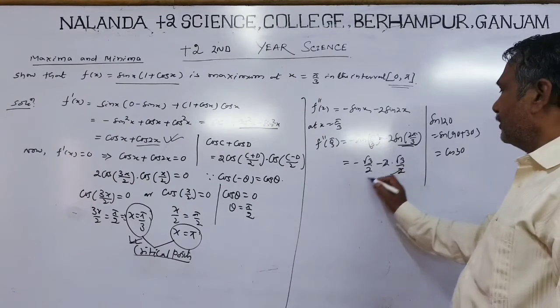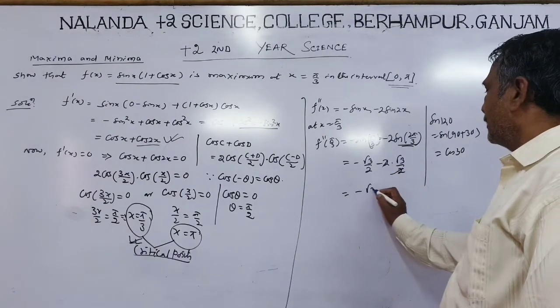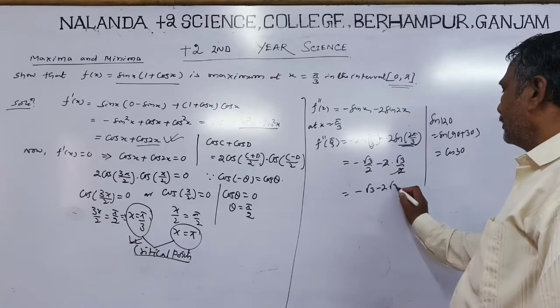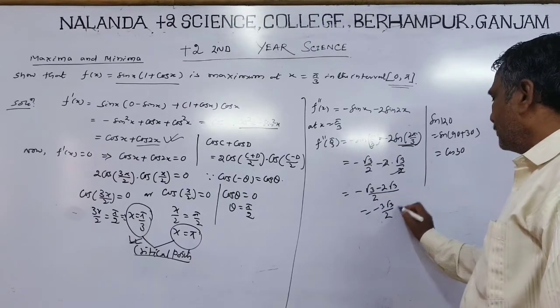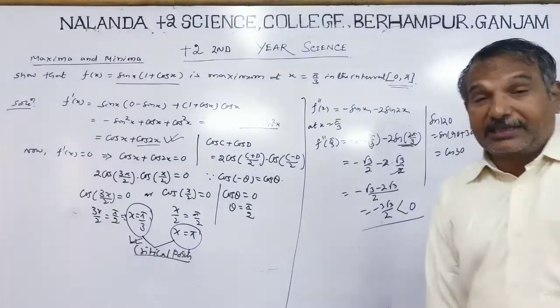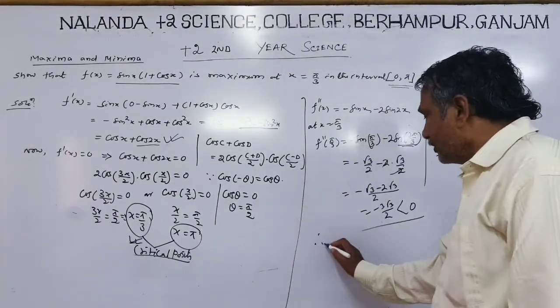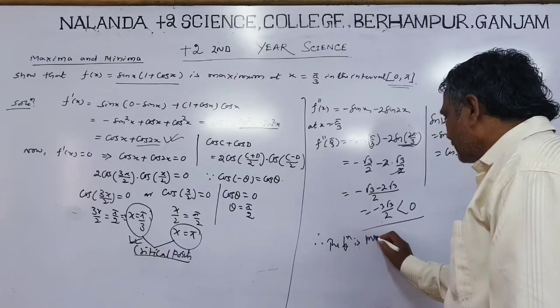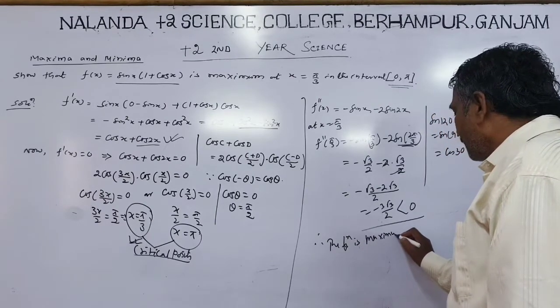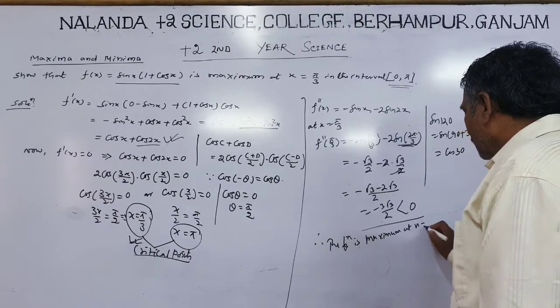So 2 cancels out, equal to minus root 3 minus 2 root 3 by 2. So minus 3 root 3 by 2 is less than 0, so negative. Therefore the function is maximum at x equal to pi by 3.